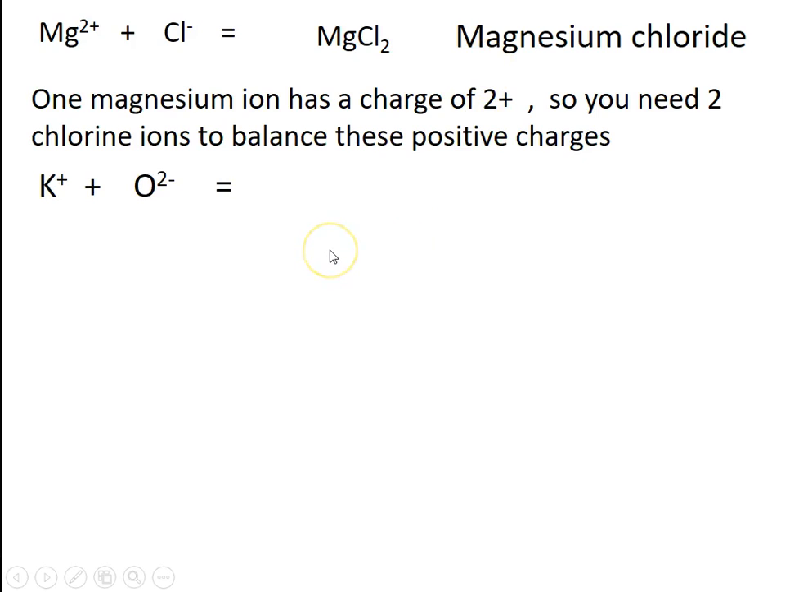Alright, pause it, see if you can go through this one. So, we've got 1 plus, 2 minus, we need 2 of these so that we have 2 positives. So 2 of these for every 1 of those.